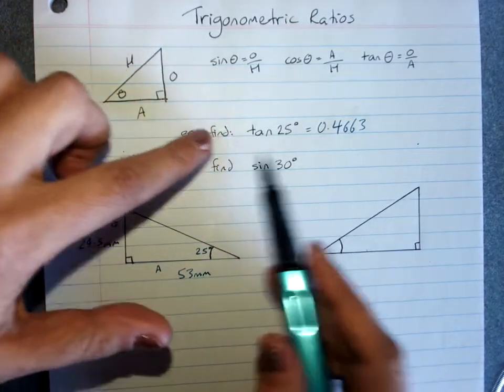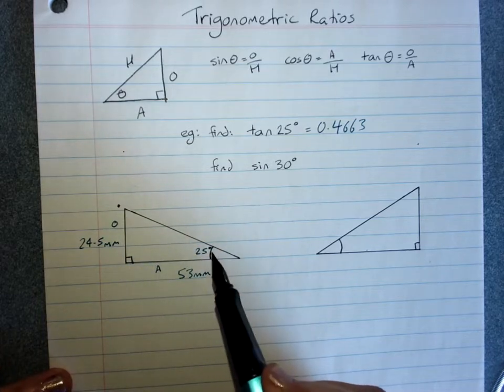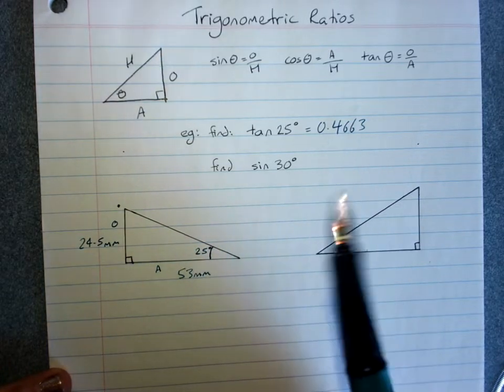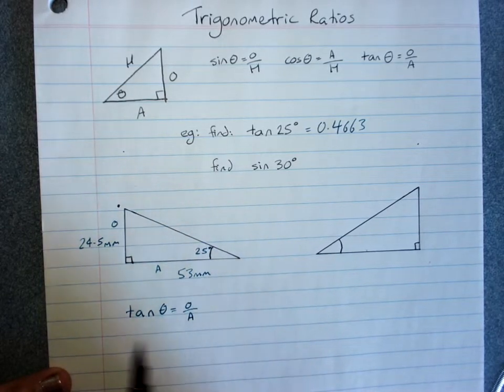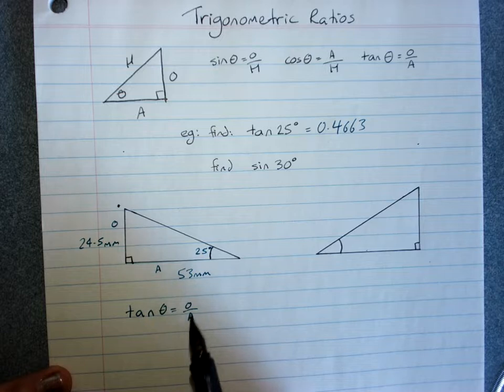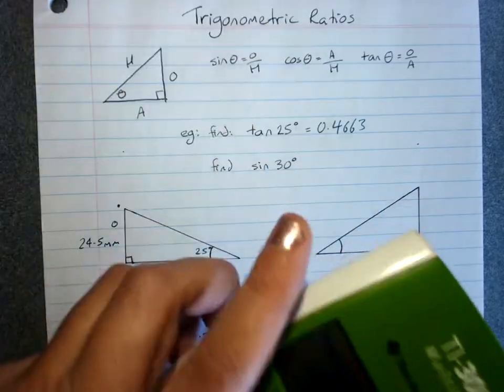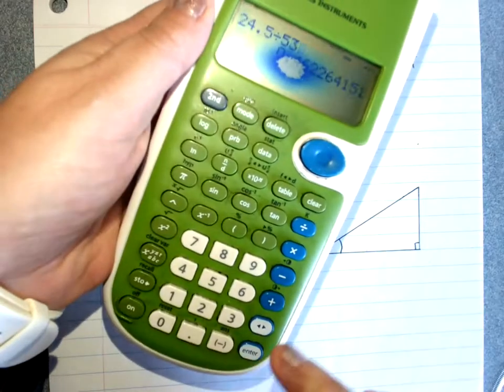Now, I wouldn't have to do this to answer this question. I've answered that question, but we're just checking. For this triangle with a 25-degree angle, do I get that tan ratio? Tan of the angle is opposite over adjacent. In every trig question where you've got a ratio, you should write the ratio. Now, if I do opposite over adjacent, 24.5 over 53, 24.5 divided by 53, I get 0.4623.